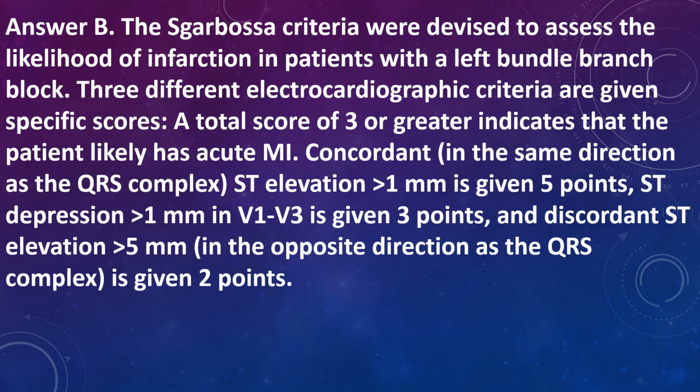Answer B. The Sgarbossa criteria were devised to assess the likelihood of infarction in patients with a left bundle branch block. 3 different electrocardiographic criteria are given specific scores. A total score of 3 or greater indicates that the patient likely has acute MI. Concordant ST elevation greater than 1 mm, in the same direction as the QRS complex, is given 5 points. ST depression greater than 1 mm in V1 to V3 is given 3 points, and discordant ST elevation greater than 5 mm in the opposite direction as the QRS complex is given 2 points.